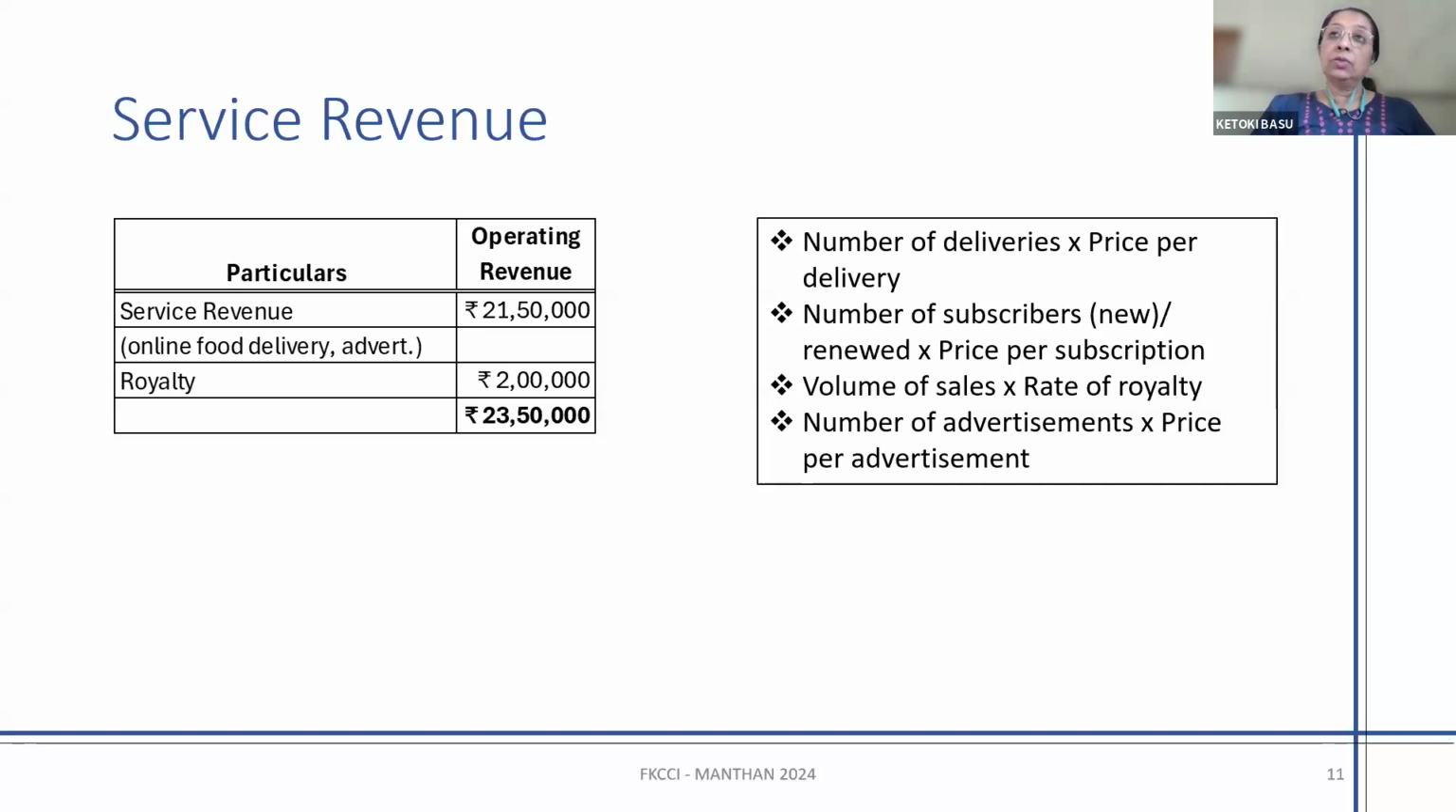The other thing is advertisement. Typically, if you're dealing in food delivery, you can have advertisements. You allow advertisers to come in, and based on each advertisement, you have a pricing fixed. This is just an indication of numbers, but on the right side, it gives you how you would be able to calculate it. And this is an indication of the revenue, what is a service revenue, what is a royalty revenue.